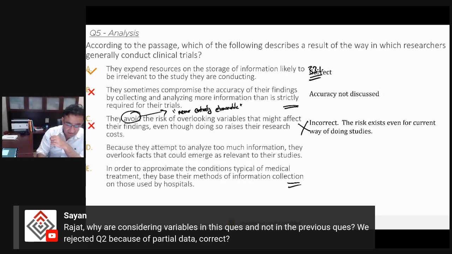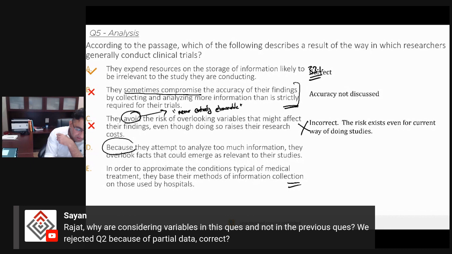All right. Choice A, they sometimes compromise the accuracy of their findings. In the traditional way, there's no mention of them compromising the accuracy of findings by collecting and analyzing more information. No, that's not mentioned at all. Accuracy is not discussed.